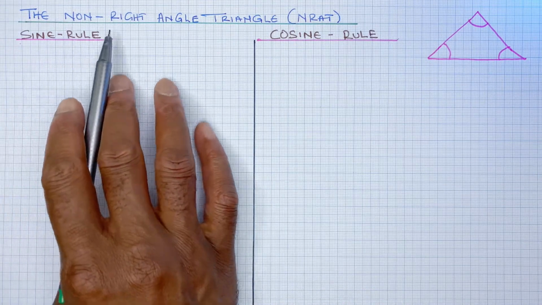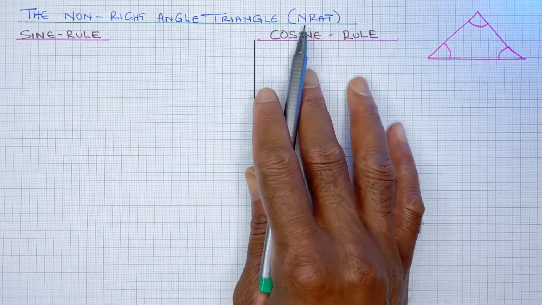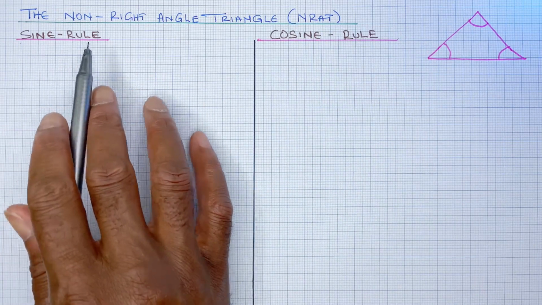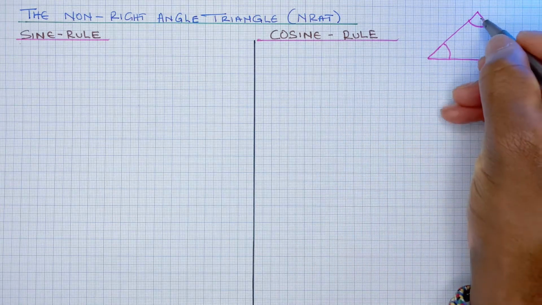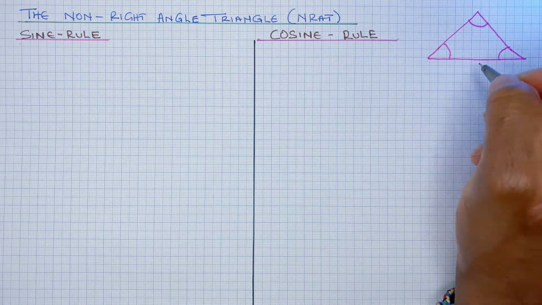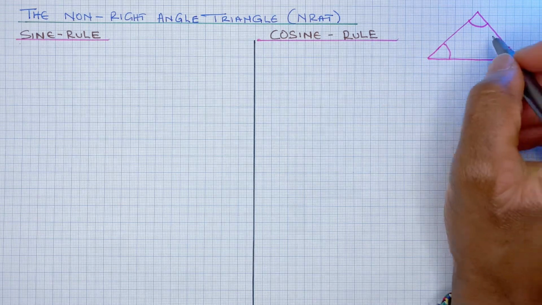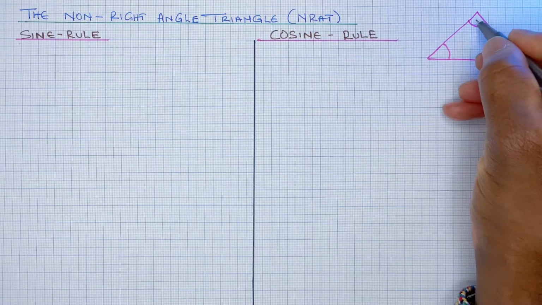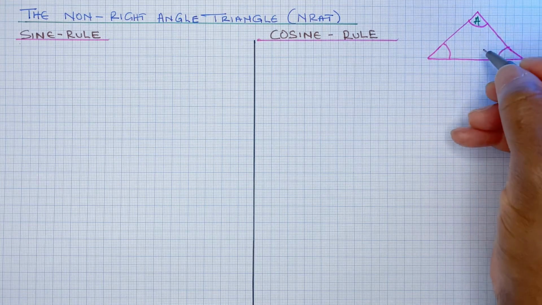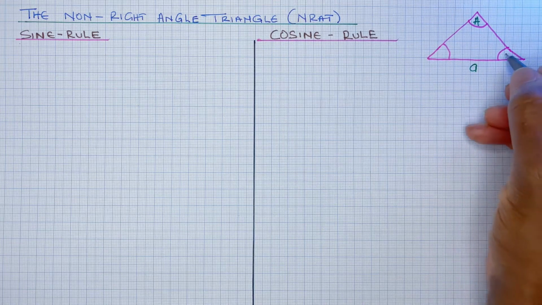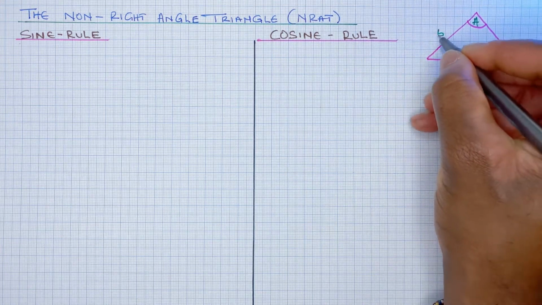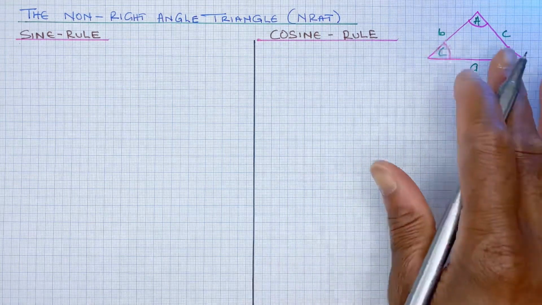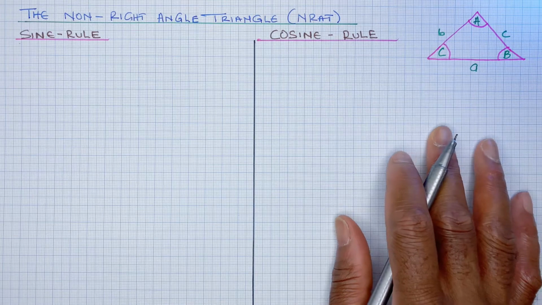The non-right angle triangle, NRAT. So there are two types, sine rule and cosine rule. A non-right angle triangle means that none of the angles is equal to 90 degrees. So let's call that angle A, this is little a. If that's angle B, this is little b. Angle C, this is little c. And that's how we label a non-right angle triangle.